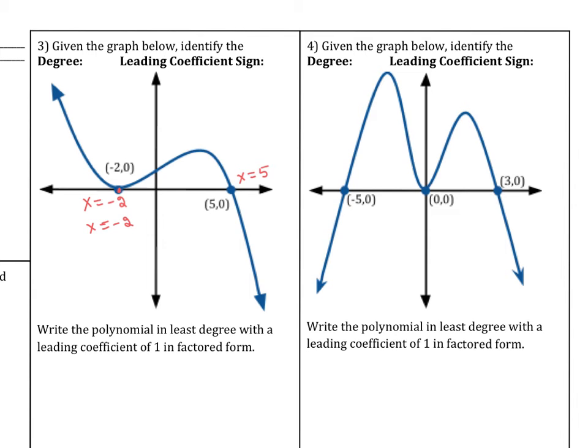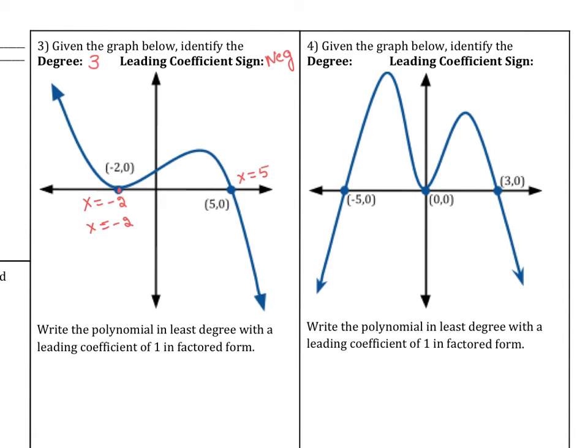The shape and the x values suggest that this is degree 3, and then the leading coefficient for this one is going to be negative because this graph is rising on the left and falling on the right, so that's why it's negative.